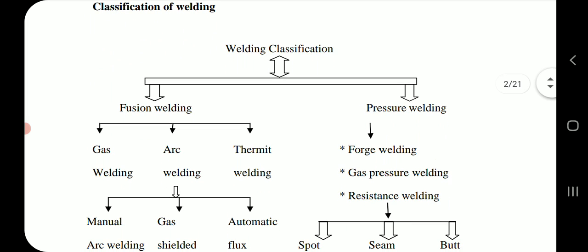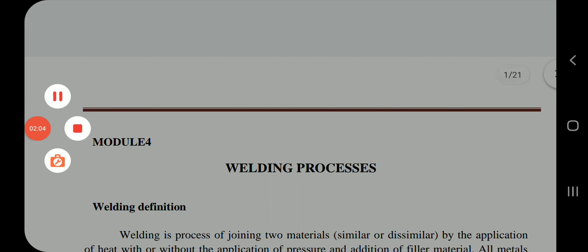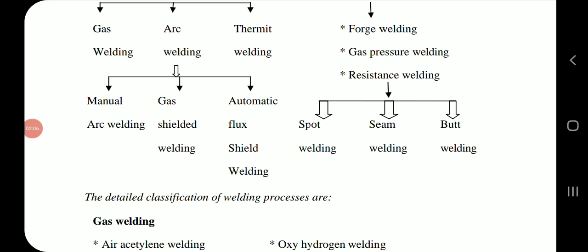Classification of welding. Welding classification: fusion welding, pressure welding, gas welding, arc welding, thermite welding. In pressure welding: forge welding, gas pressure welding, resistance welding. Arc welding is again classified into manual arc welding, gas shielded welding, atomic flux shield welding. Resistance welding is classified into spot welding, seam welding, butt welding.